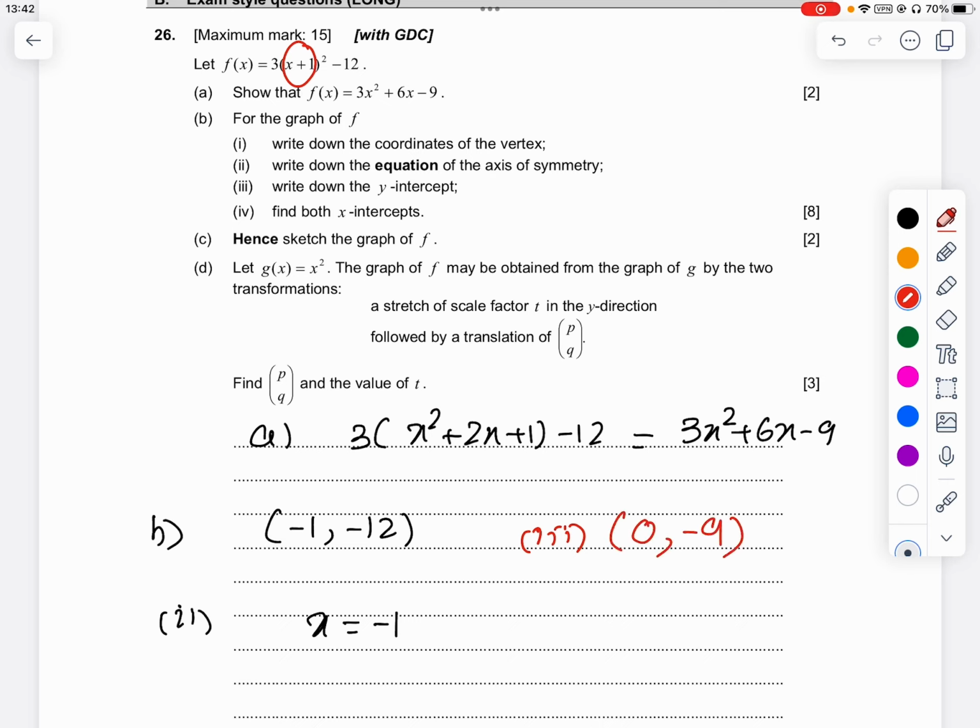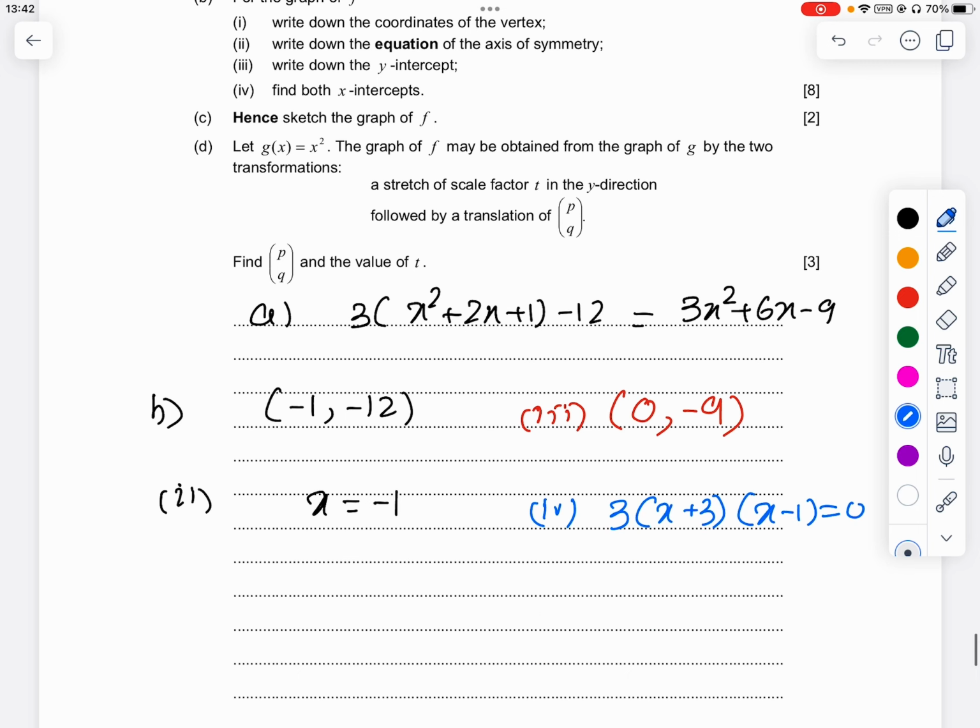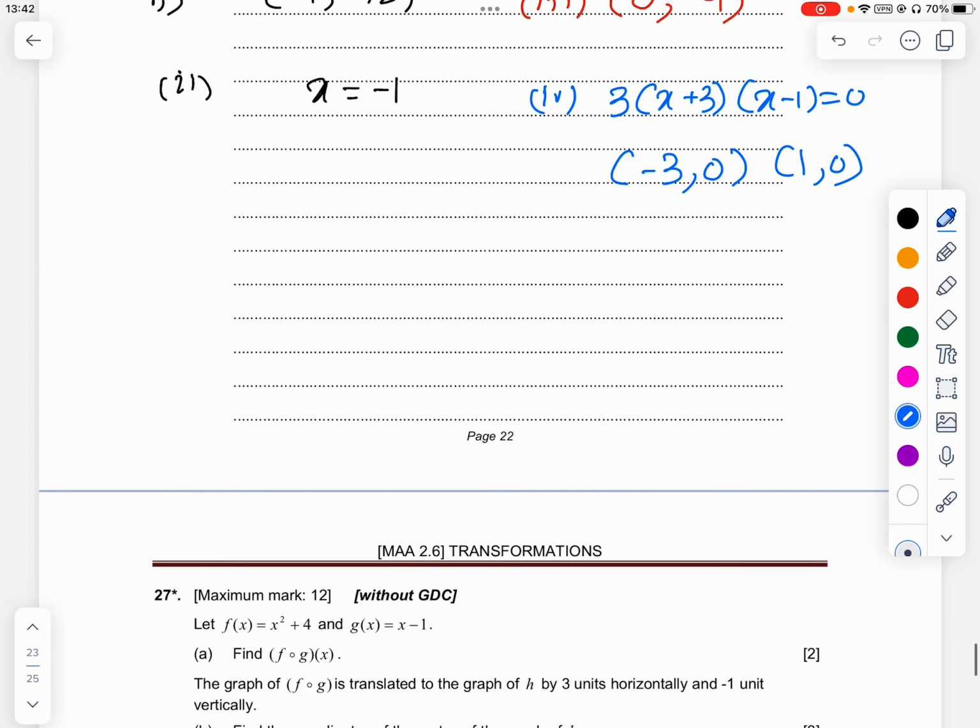Then find the x-intercepts. So what we can do, factorize it out. I can factorize that: 3 times (x plus 3) times (x minus 1) equals to 0. So what are the x-intercepts? Minus 3 comma 0 and 1 comma 0. Hence sketch the graph.